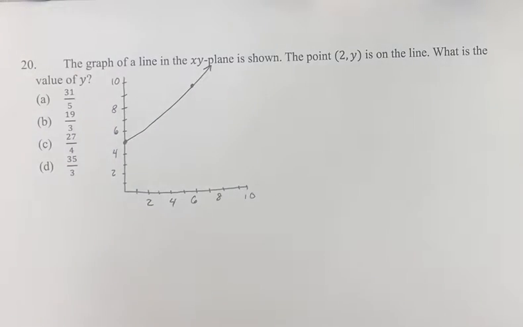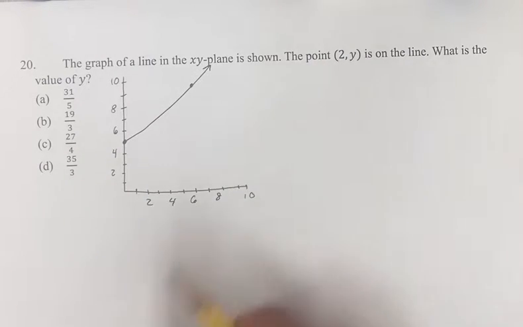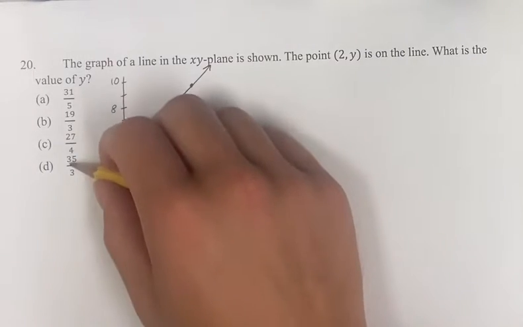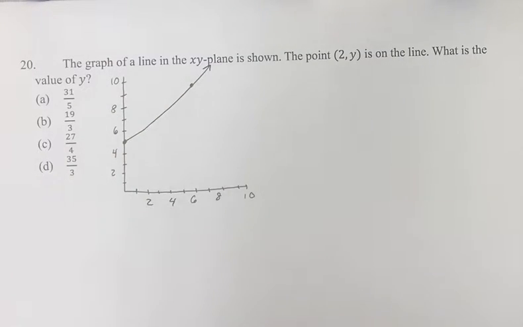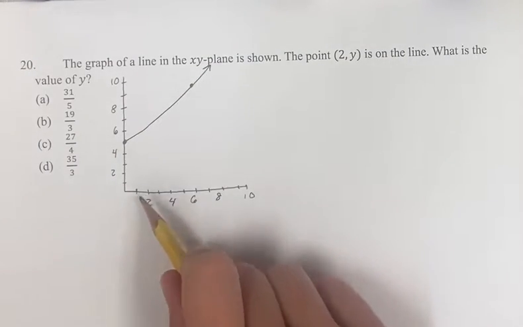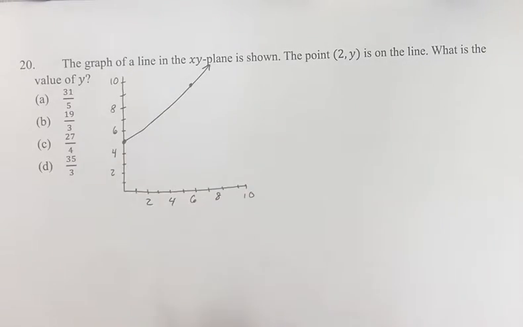In this problem, we're given the graph of a line and we're looking to find the point on the line where x is equal to 2. So if we look at these answers, they're all going to be fractions. It's not going to be something that you can tell just by trying to find the point in the line and guessing, because these values are probably going to be very close to each other.